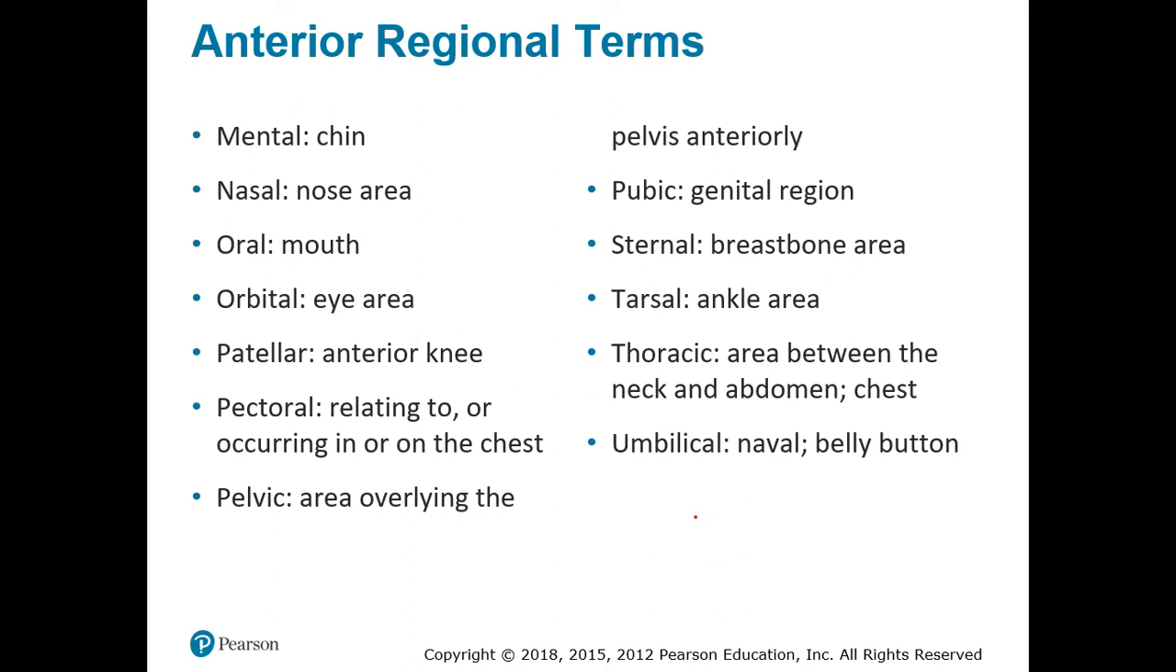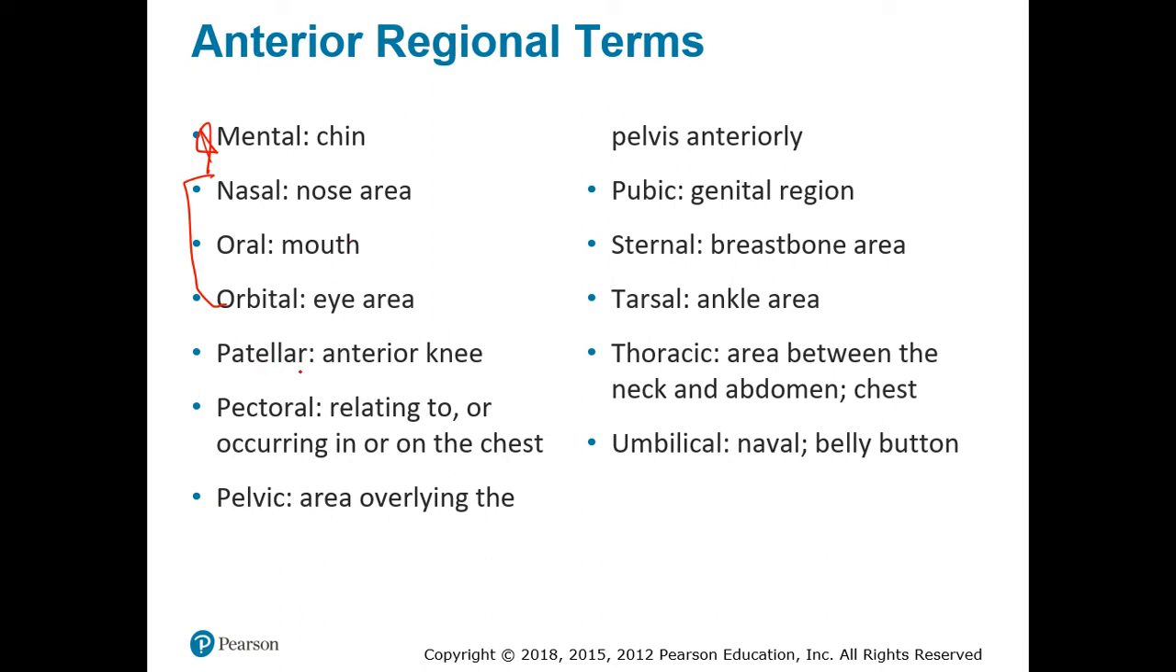Couple other anterior regional terms are going to be your mental. This is one that's most often confused. This is actually your chin. A lot of people want to say your forehead, but that's frontal. We have nasal, oral, and orbital. These are usually the three most common ones people recognize. Nasal being nose, oral being mouth, and then orbital being eye.